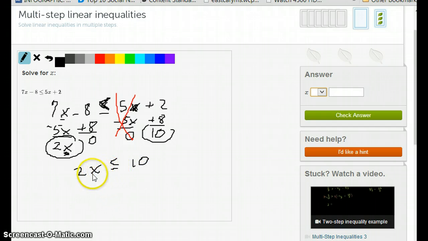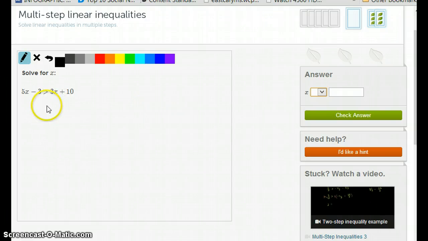And now we want to get x all by itself. So to get x all by itself, we have 2 times x. To get rid of that 2, we divide by 2. Divide by 2 on both sides, right? And then on this side, we're left with just x less than or equal to 10 divided by 2, which is 5. So we have x is less than or equal to 5. So let's put that in. X is less than or equal to 5.